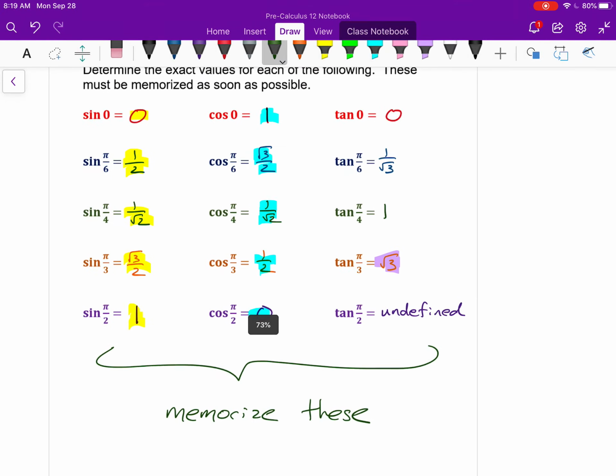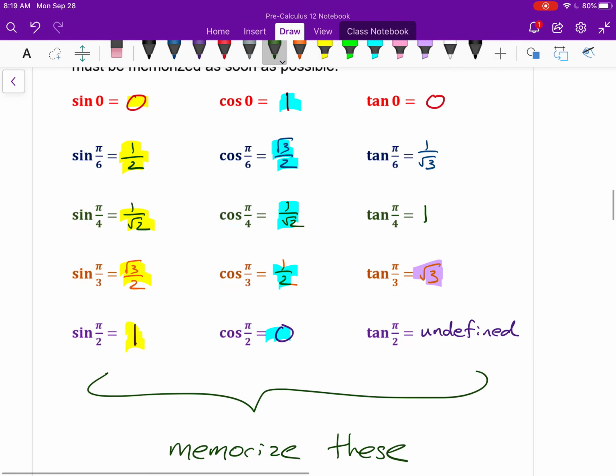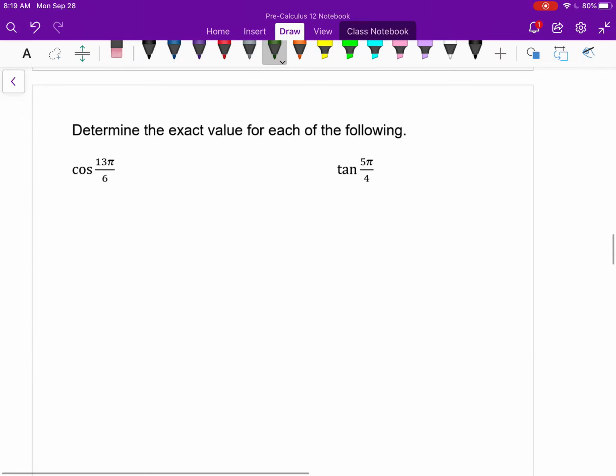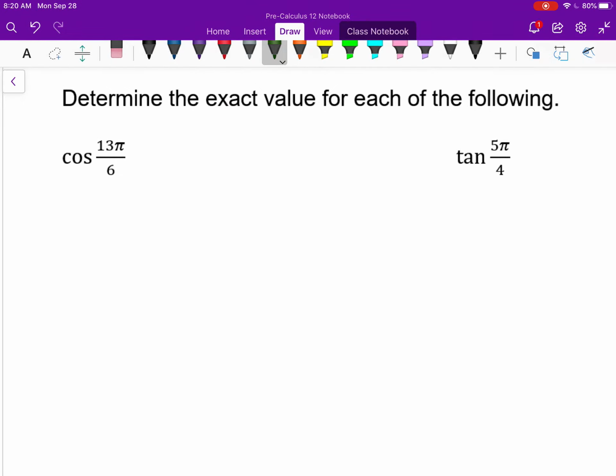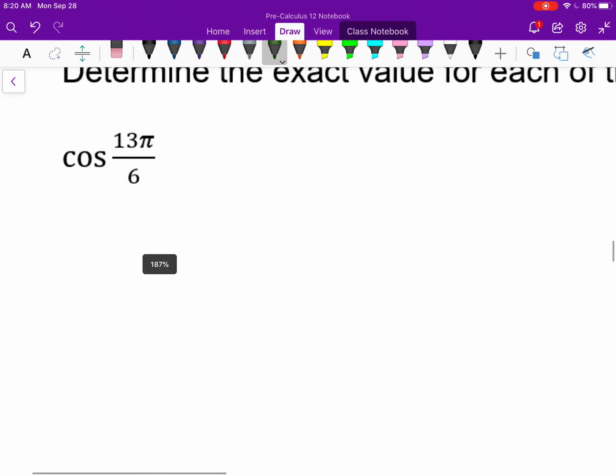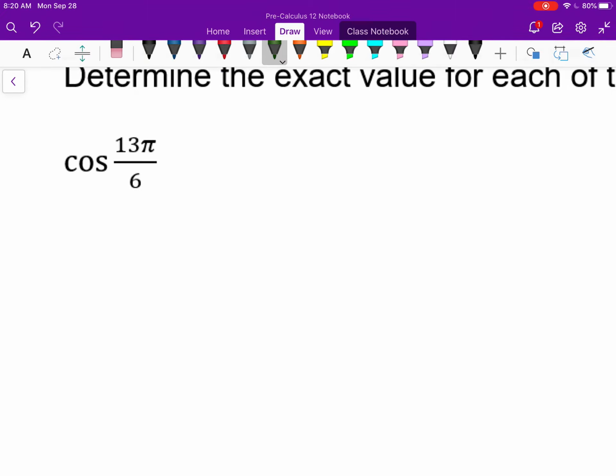Okay, memorization is not hard. It just takes a bit of deliberate practice. Now, this is something most students find hard. Determine the exact value of these without a calculator. How can I find the exact value of cosine of 13 pi over 6 without typing it into my calculator? So let me show you. I'm linking lots of little things together. There are no complex calculations, but most students find this quite tough.